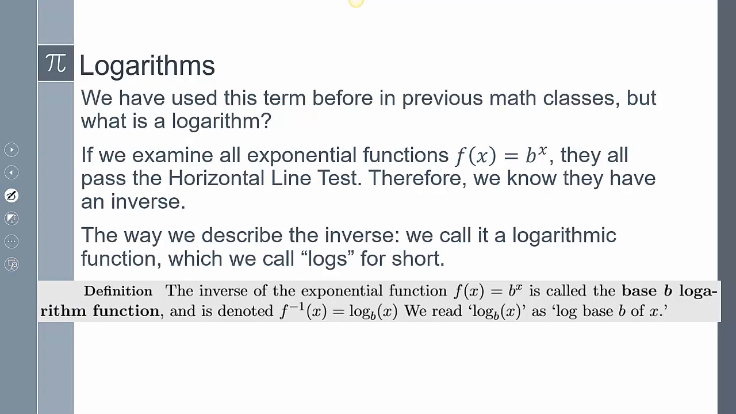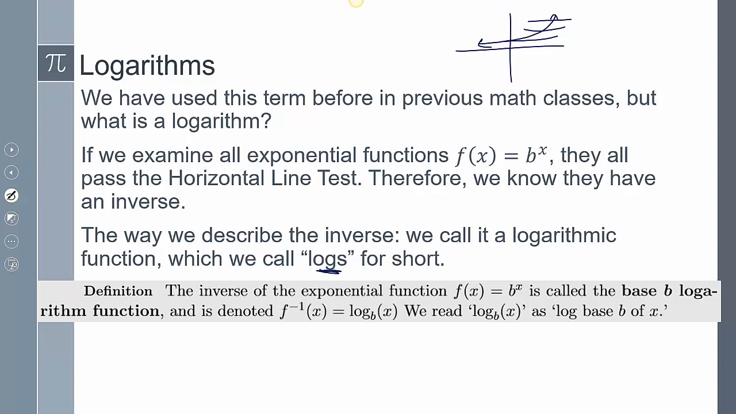Now, to talk about logarithms, you probably have heard this term before in other math classes, but what exactly is that logarithm? Going back to those exponential functions, if I examine the exponential function f of x equals b to the x, it passes the horizontal line test. So, to draw a brief sketch, it passes the horizontal line test. If it passes the horizontal line test, I know it has an inverse. The way that we describe that inverse, we're going to call it a logarithmic function, or we use the word logs, or log for short.